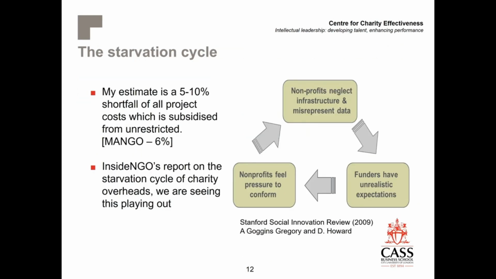And over onto the next slide, the US has done some great research around what's called the starvation cycle. Inside NGO's report says that what you've actually got is charities misrepresenting, if you like, and hiding certain costs, funders therefore having unrealistic expectations, non-profits, charities feeling they have a pressure to conform, and this going round in a cycle. And I think, from the work that we've done here at the business school, there's a 5 to 10% subsidy on every single project we do, and that comes from unrestricted. And I think that to be sustainable, we need to absorb that back into our pricing.